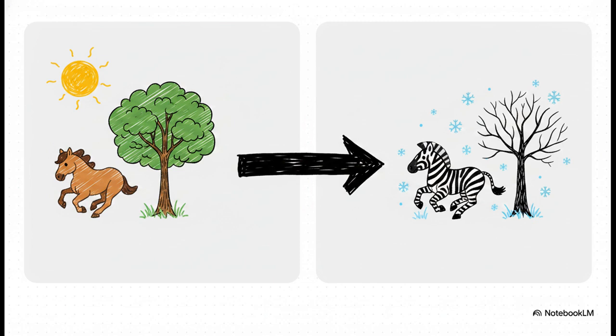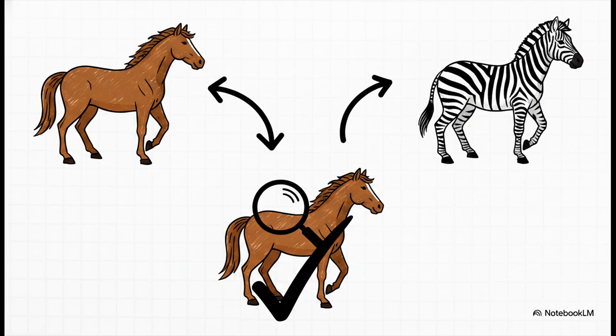So imagine taking a video of a regular horse galloping in a field and just instantly transforming it into a zebra, or taking a photo of a sunny summer landscape and translating it into a snowy winter scene. CycleGAN can map the characteristics of domain A directly onto domain B, and it does this without even needing a perfect one-to-one reference image to learn from. So how does it actually pull that off?